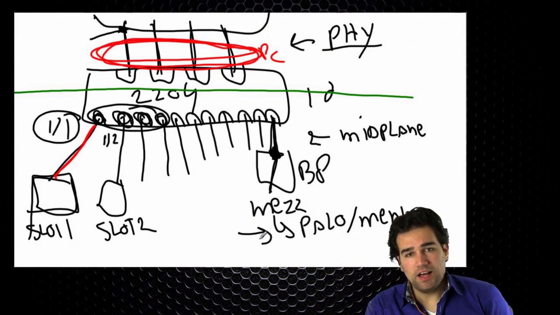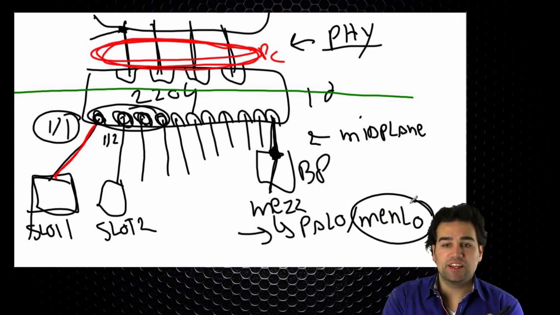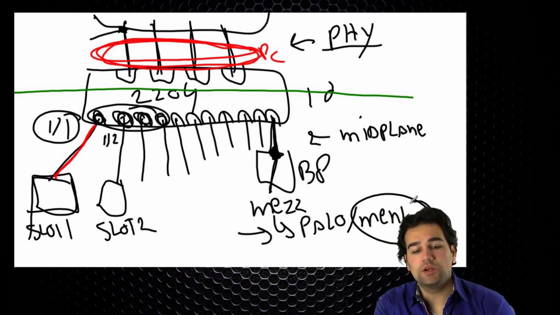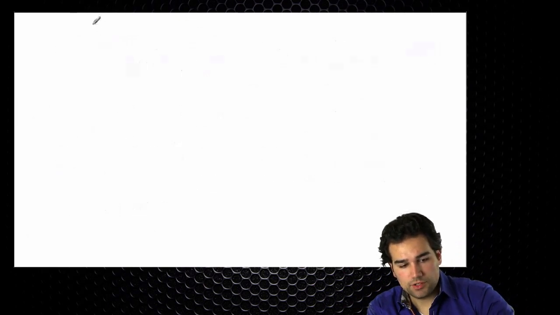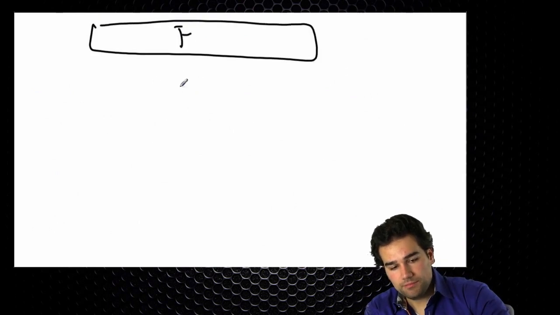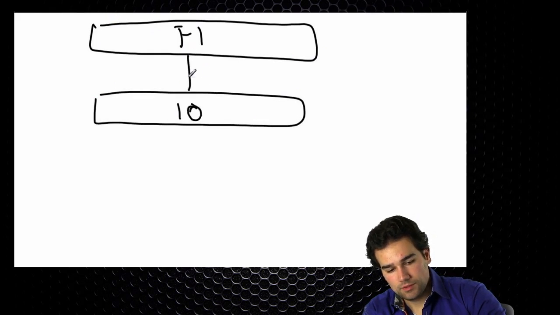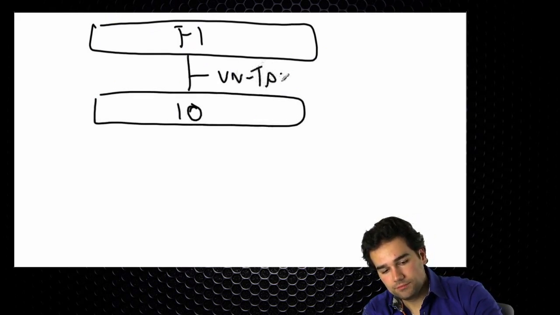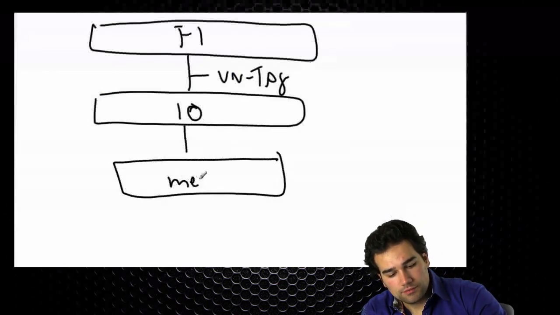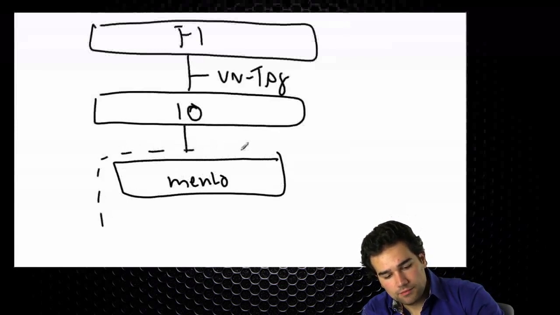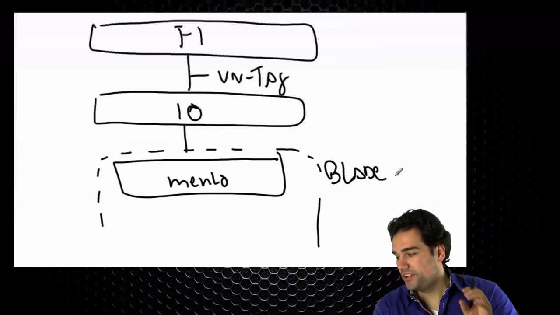Now, the Palo and Menlo adapters can do multiple things. Let's first focus on the Menlo card. So my Emulex card in the lab, that M71KR. Let's draw the connection. My FI, my I/O module. I'm running VN tagging here. And here I have my Menlo card inside the blade. But I don't care about the rest of the hardware, I just care about the networking.